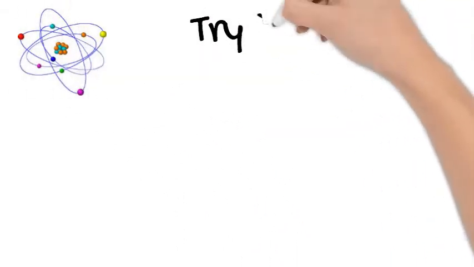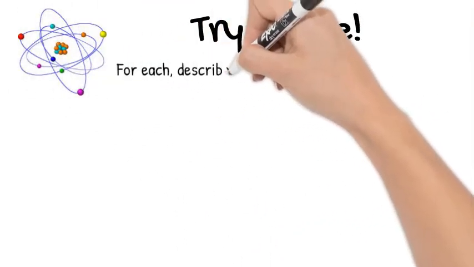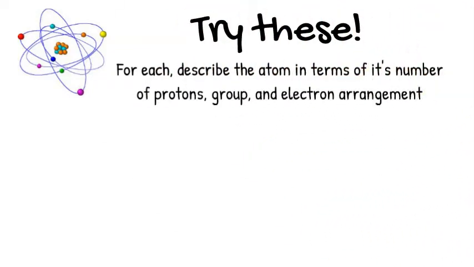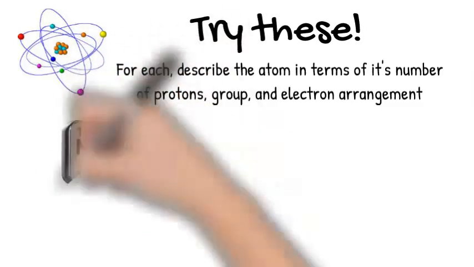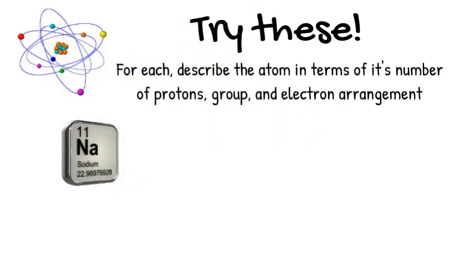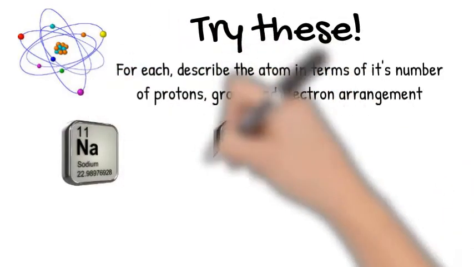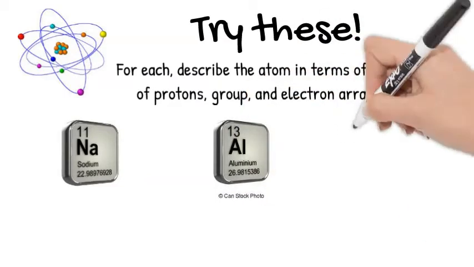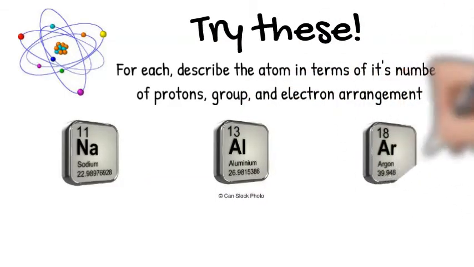Let's have a look at some examples to see what we've learned. For each of the following atoms, I want you to give me its number of protons, the group it's found in, and its electron arrangement. You can pause the video as you write down your answers. Pause the video now.